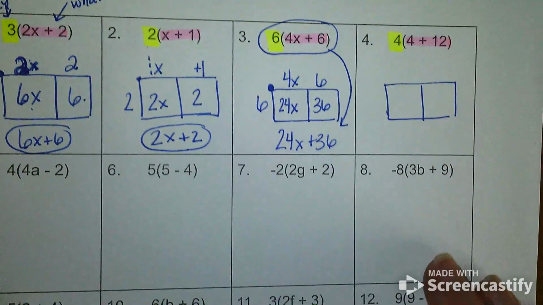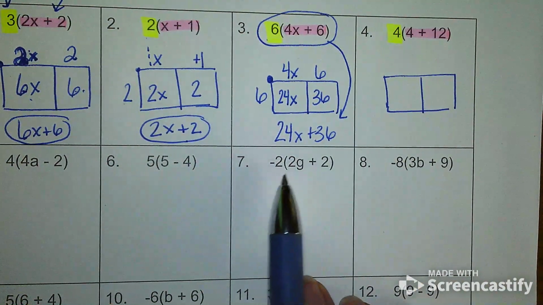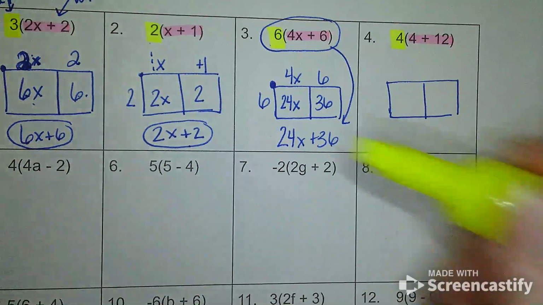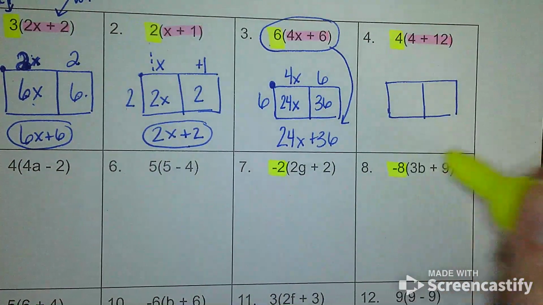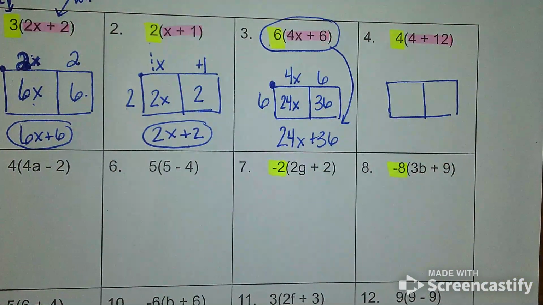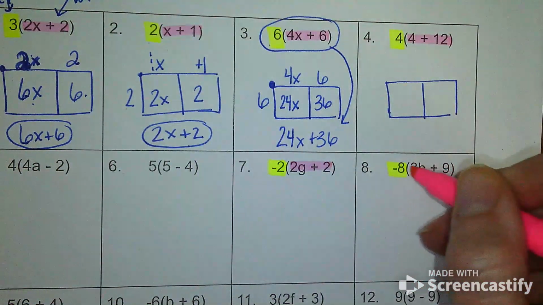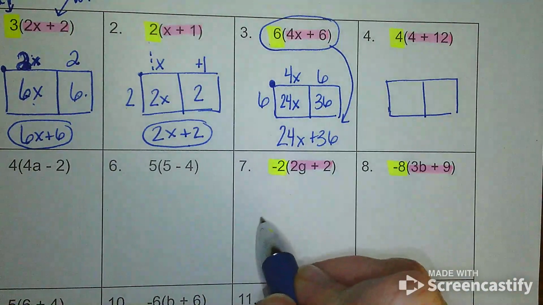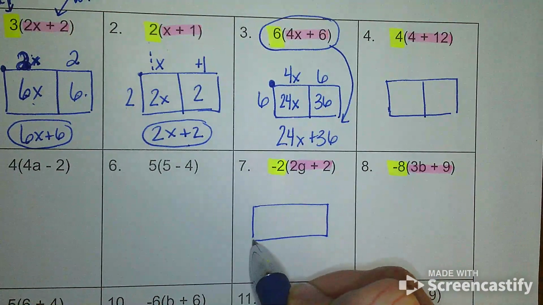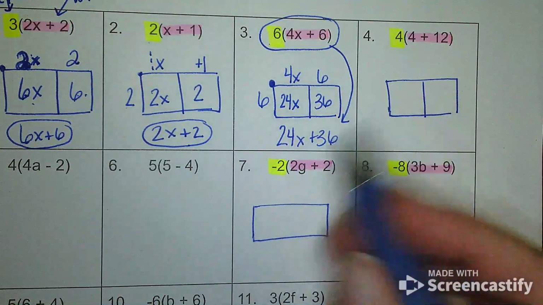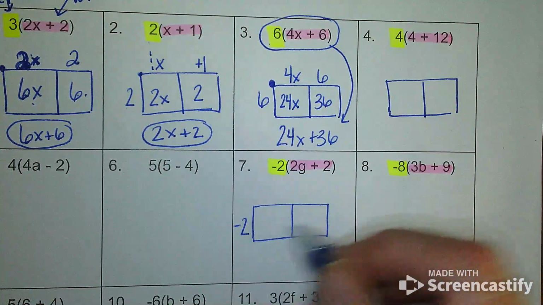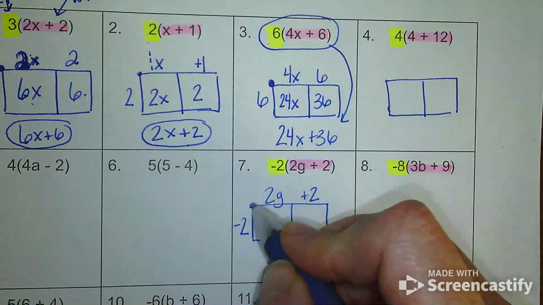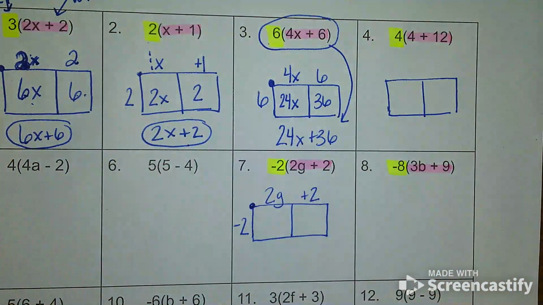I do, however, want to jump down here. I want to look at number 7 for an example of a negative number. Negatives don't change. It just means you want to return 2 groups or you want to return 8 groups. And then inside each group that you're returning is a 2g plus 2 or a 3b plus 9. So if I have this math problem on a math test or let's say quizzes, maybe tomorrow, hint, hint, hint, I'm going to take negative 2 groups. I'm going to break this into my 2 pieces. 2g goes in the first one, positive 2 goes in the second one, and I'm going to multiply because this means negative 2 times what's in the parentheses.